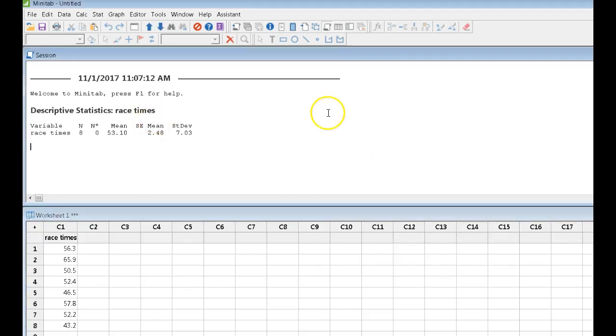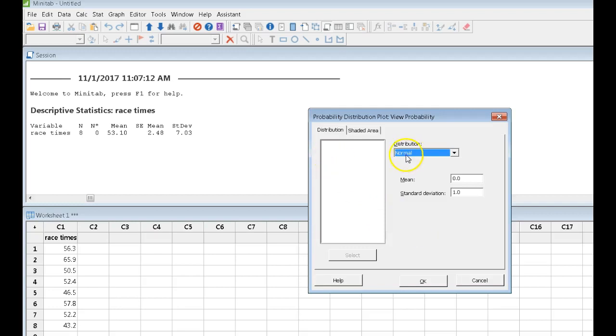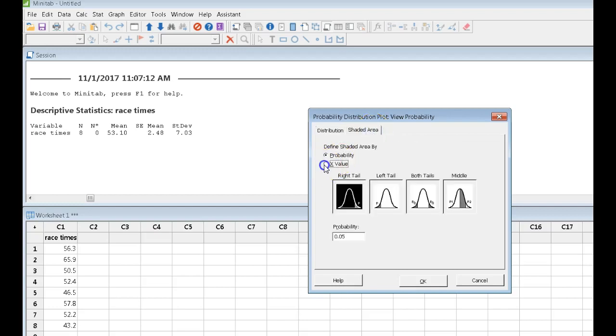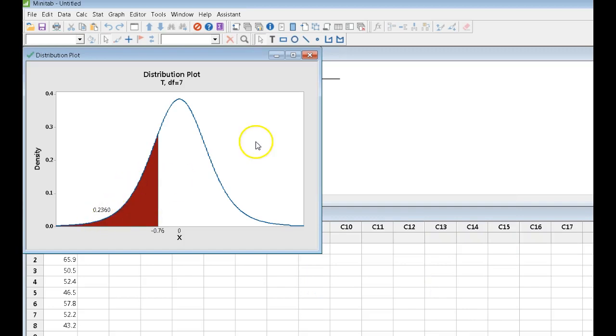Yep, there's some of the data that I need to calculate the test statistic. And if I actually wanted to illustrate the p-value, I go into probability distribution plot, pick the t-distribution. Degrees of freedom on the t is always your sample size minus 1. We had 8 races. We give it the test statistic, which was a negative 0.76, and I want the area in the left tail. And that's what I get, 0.360.